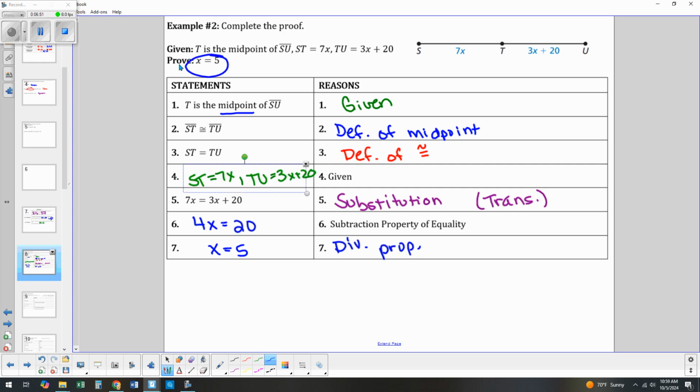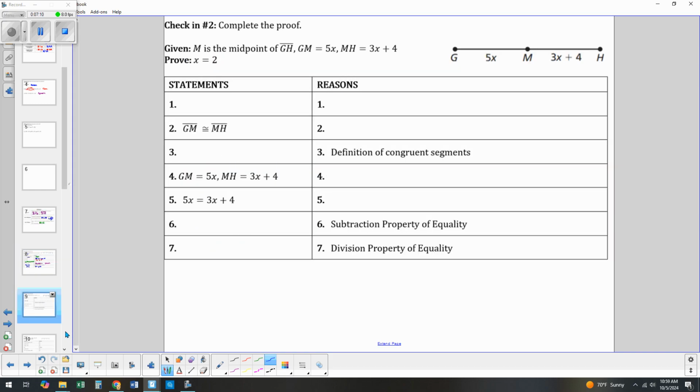The statement that it says to prove will always be the last statement in our proof. So even if you didn't know what else to fill in the statements column, you could always put that in the very last spot so you know you at least get something correct in the proof. So here's one for you to try. Pause if you'd like to give it a shot. Answers are posted online.